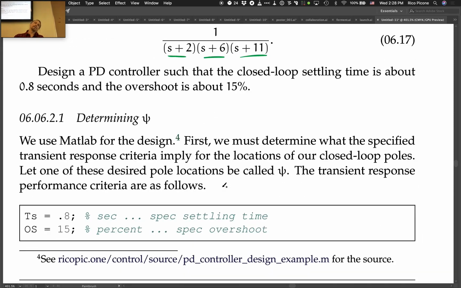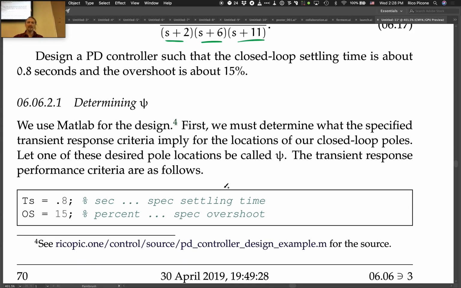Determining psi. So that's the first step, because we're going to determine where we want our desired dominant closed loop poles to be, because that's where we are going to want the root locus to go through, right? So you got to find where that is first. So we use MATLAB for the design. First, we must determine what the specified transient response criteria imply for the locations of our closed loop poles. So that's what we need to decode first.